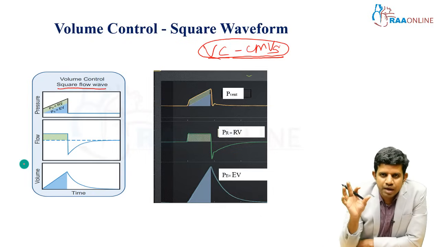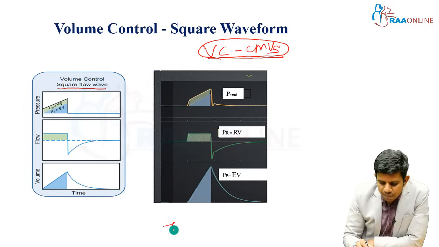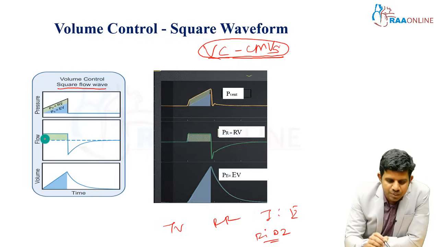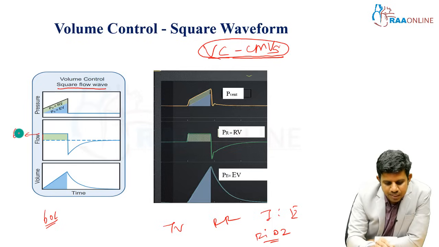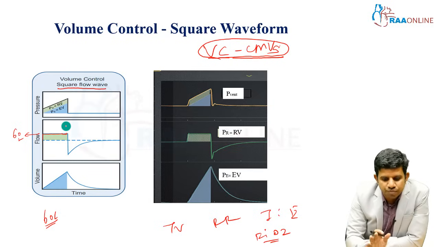When you set volume control, what are the things you will set? Tidal volume, respiratory rate, I:E ratio and FiO2. These are commonly set in the volume control mode. In this mode, the flow and tidal volume are constant. At the start of inspiration, the flow reaches its maximum, a constant flow. Whatever I set, say 60 liters per minute based on the tidal volume and inspiratory time, the ventilator reaches 60 liters of flow at the start of inspiration and sustains it throughout the whole inspiration, because in volume control the flow is constant.